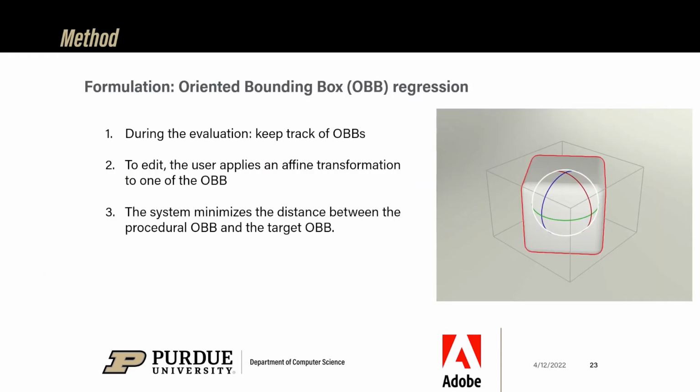This slide is about the formulation of the problem we are solving. During the forward pass, we keep track of the position of oriented bounding boxes of components of the procedural model. Then, to make an edit to the procedural model, the user applies an affine transformation on one of the components. And finally, our system will try to change the input parameters to match the edit made by the user.